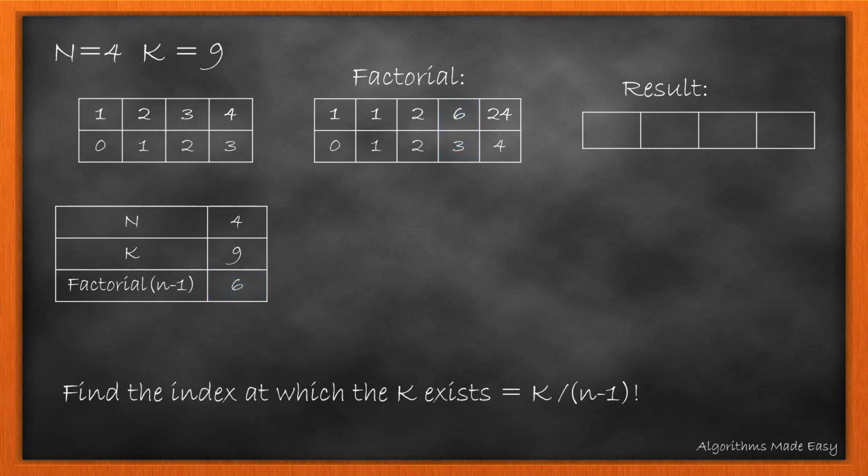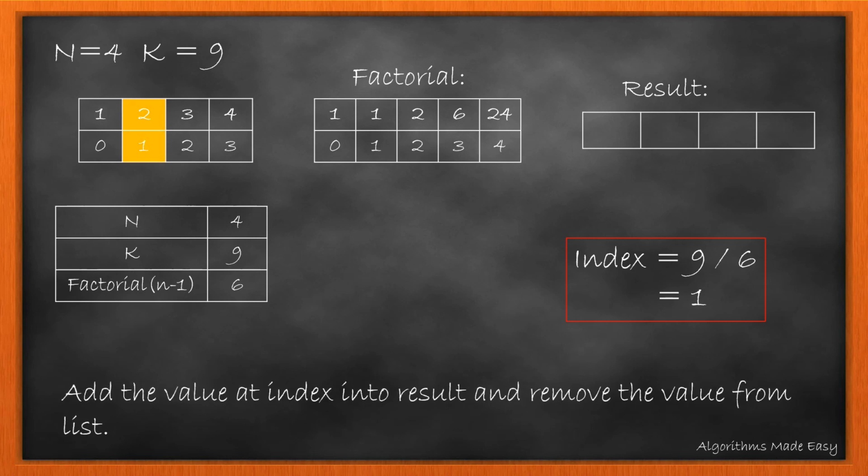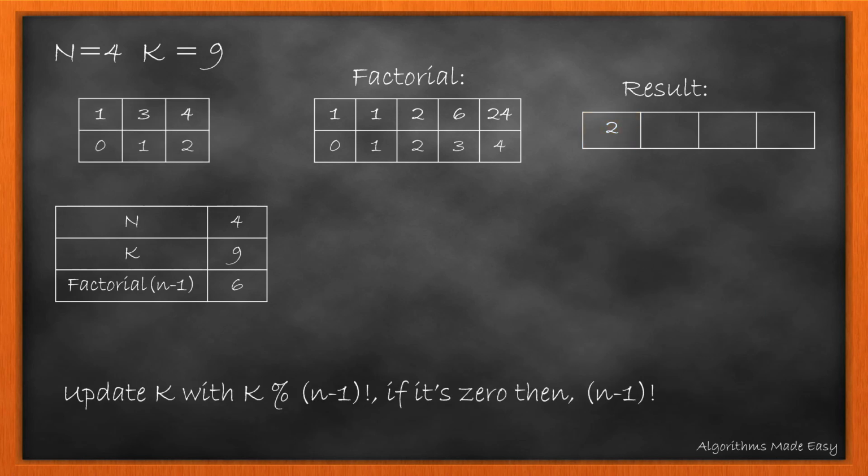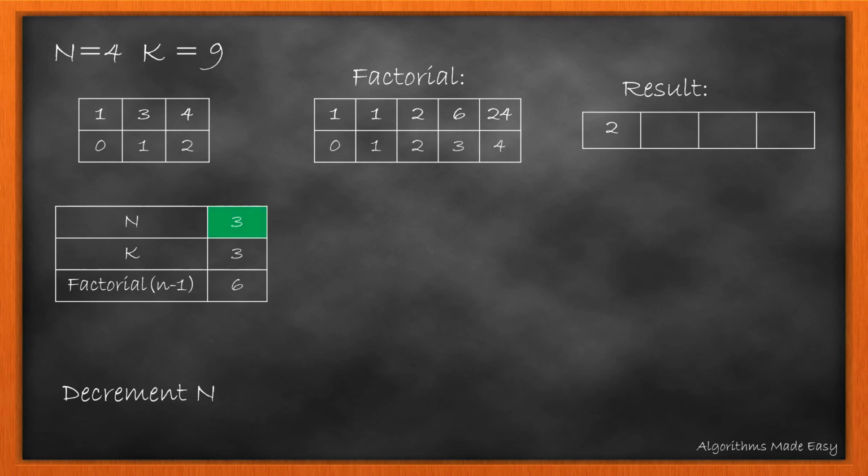Now we find the index at which k exists. We divide k by factorial and get the index as 1. As 9 mod 6 is not 0, we move ahead. Now we take the value at index 1, add it into the result and delete it from the list. We now update k with k mod factorial, which comes out to be 3. So we update k to 3 and decrement n to 3.